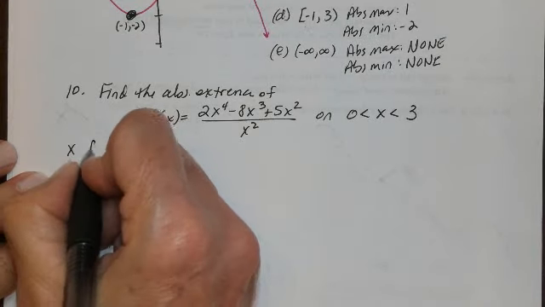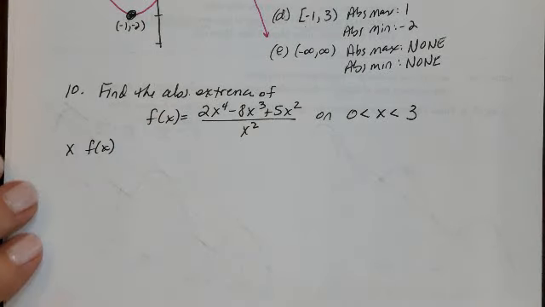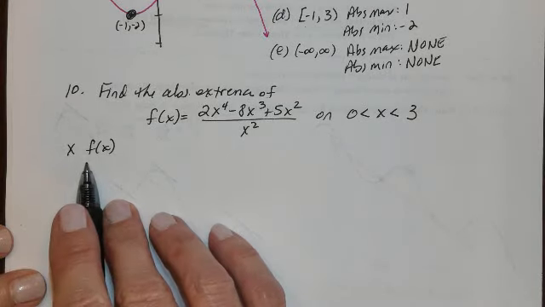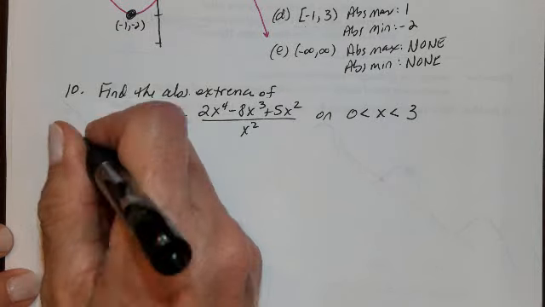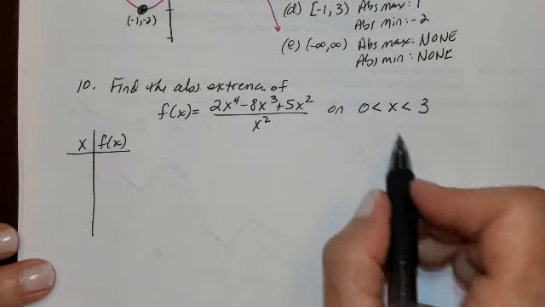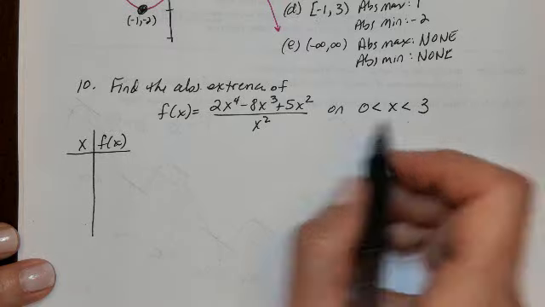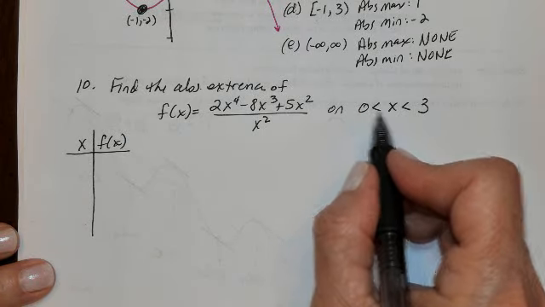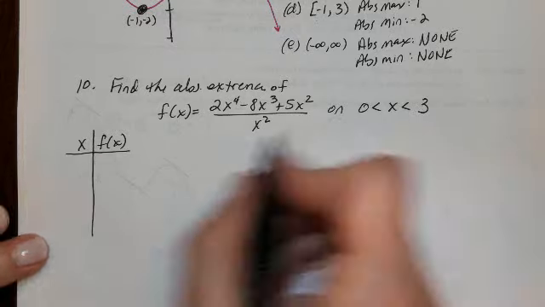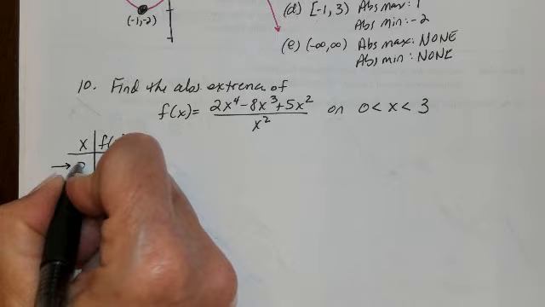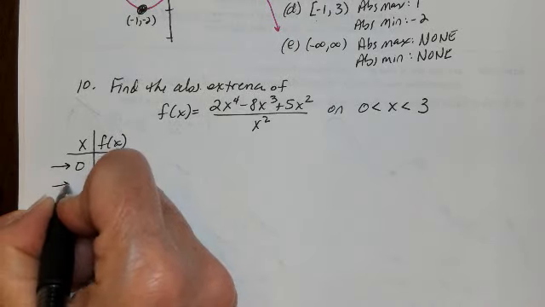This is one of those cases where I can't use the closed interval test to answer my problem, but I can use it to guide me. So this 0 and the 3, I want to put it here, but I also know that x will never get to 0 and x will never get to 3. So instead of just putting 0 and 3, I'm going to put going to 0 and going to 3.